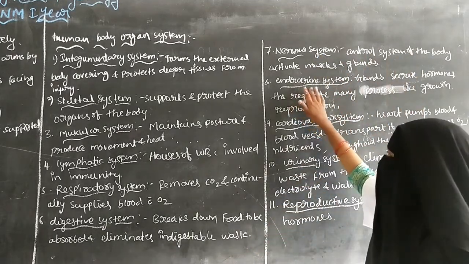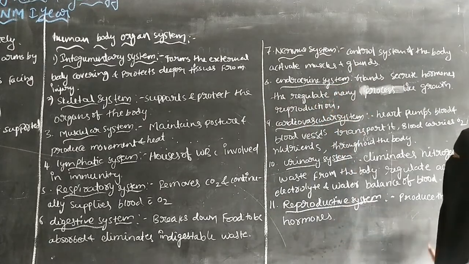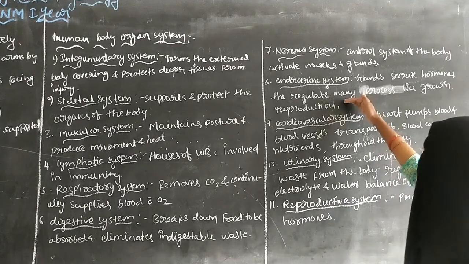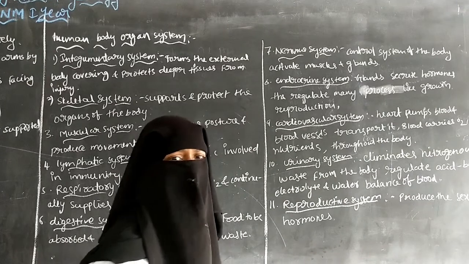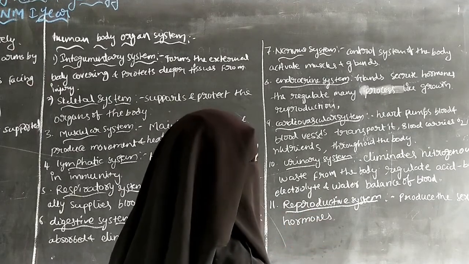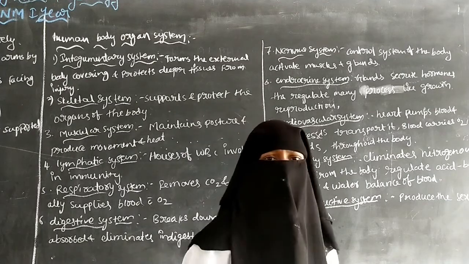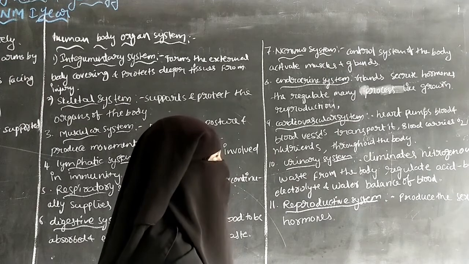And the next one is the endocrine system. In the endocrine system, the glands secrete hormones that regulate many processes like growth and reproduction. Glands like the pituitary gland, pineal gland, and thyroid gland secrete the hormones and regulate many processes like growth and reproduction.